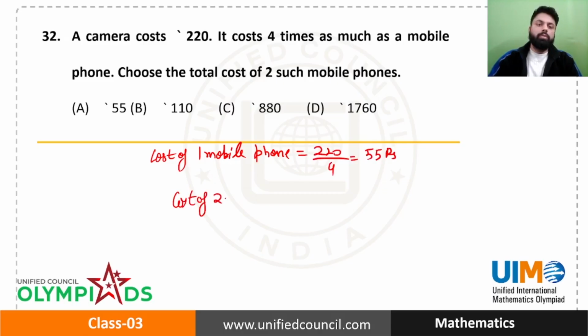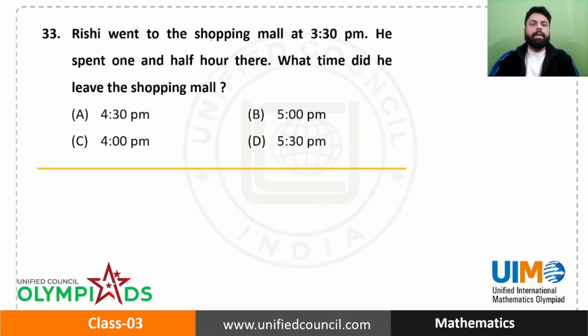Now the cost of 2 mobile phones is equal to 55 multiplied by 2, that is rupees 110. B option. Rishi went to the shopping mall at 3:30. He spent 1.5 hours. What time did he leave the shopping complex?